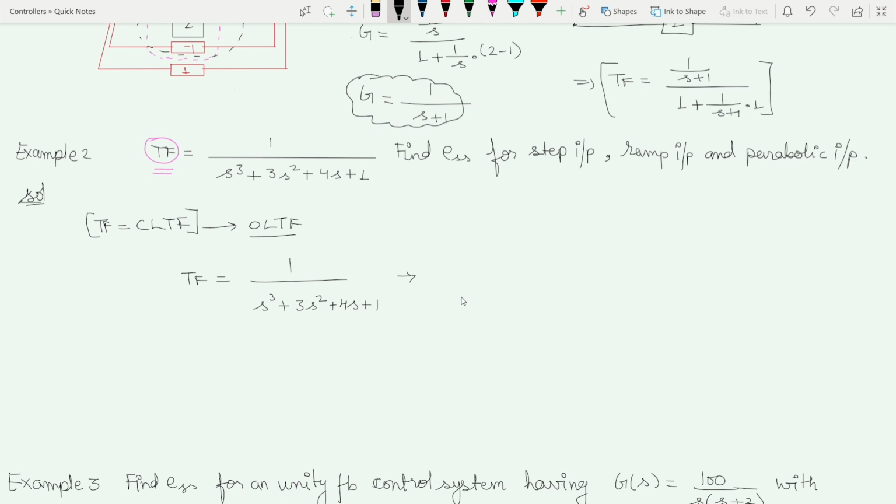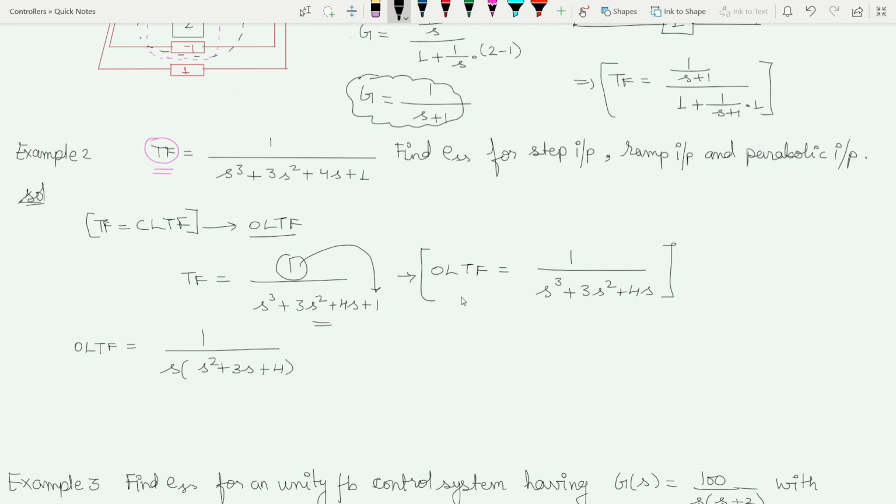So for this, the open loop transfer function is given by this quantity, where whatever is present over here, you have to subtract. So this is nothing but 1 divided by s cube plus 3s square plus 4s. This is the open loop transfer function. When you observe the open loop transfer function, it is a type 1 system. So type 1: the number of open loop poles at the origin equals 1.